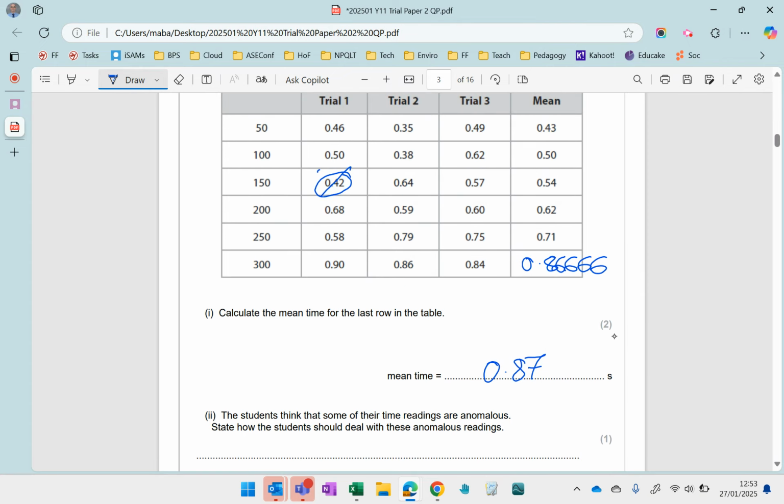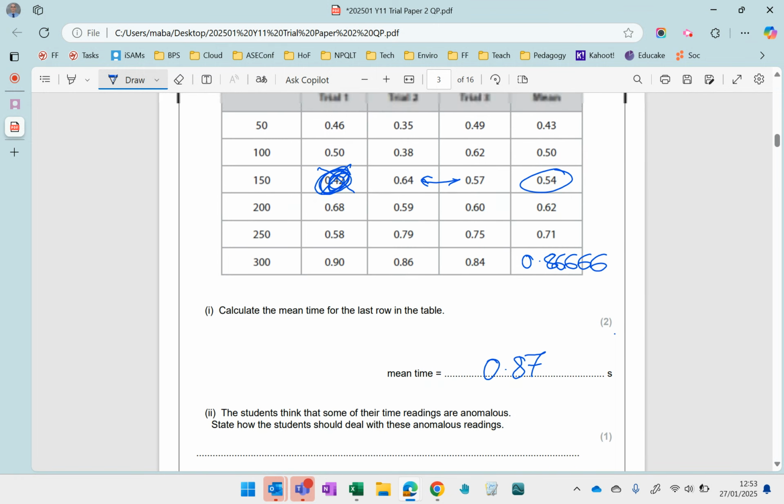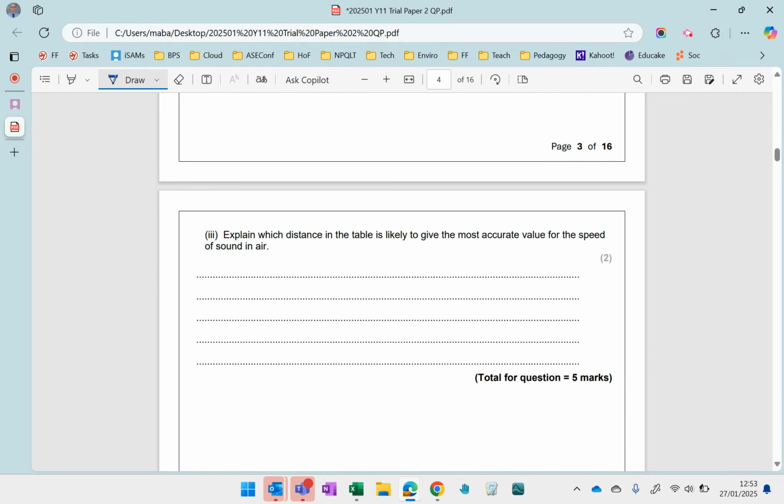You can either ignore the result, discard it, and then you would calculate this mean by dividing from these 2 results only. Or you could repeat that reading. Not repeat the whole experiment, just repeat that anomalous reading. So you could redo trial 1 for 150 grams and see if you got the same answer or not.